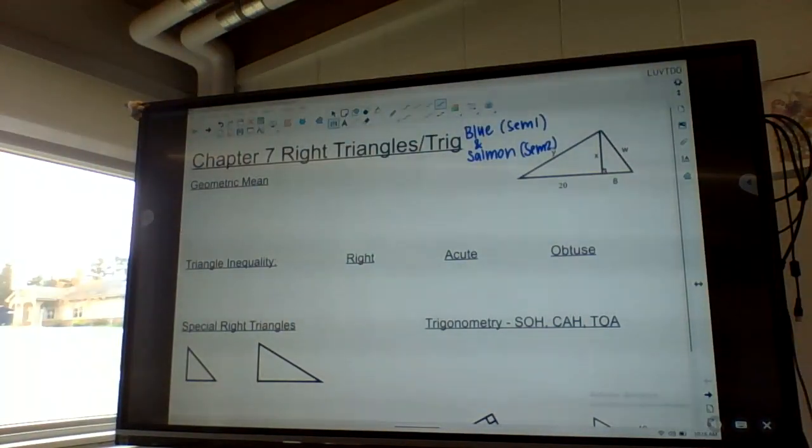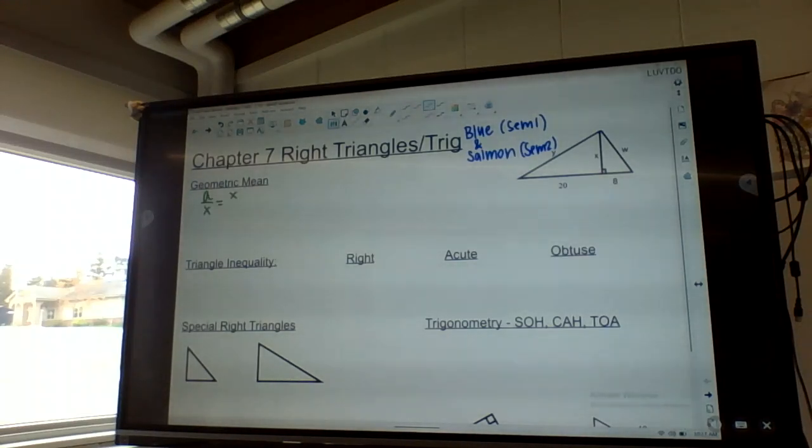Our geometric mean, so again, we have to take ourselves all the way back to chapter 7, where we talked about geometric mean, SOHCAHTOA. So this is the furthest back from where we started. And geometric mean, the equation looks something like this. And what that means is typically the same thing shows up twice in two spots in our proportion.